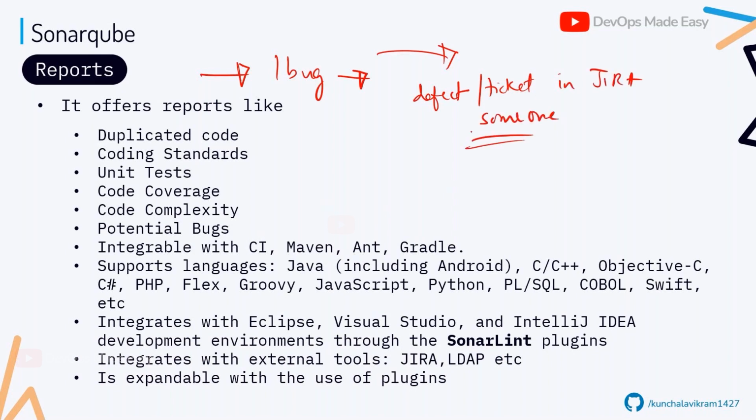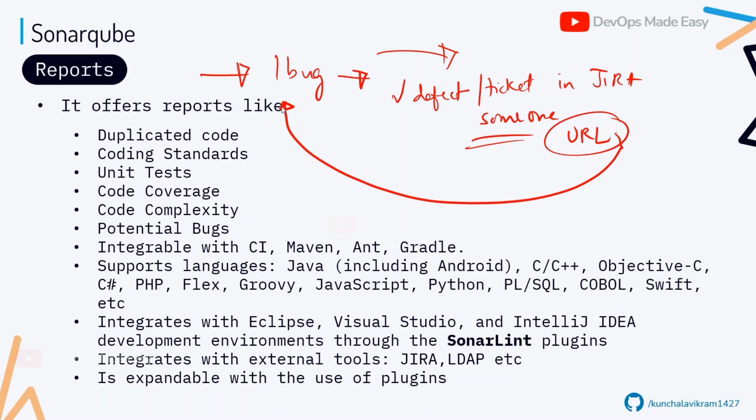Now they can go to Jira and find that this ticket is assigned. And in this ticket you can put a URL. Once they click on this URL, they'll be pointed to the SonarQube dashboard to see why this ticket or defect has been raised, where exactly this bug has been found, etc.